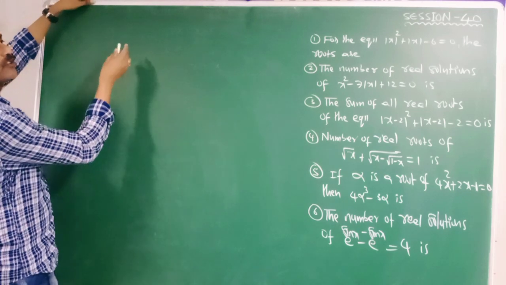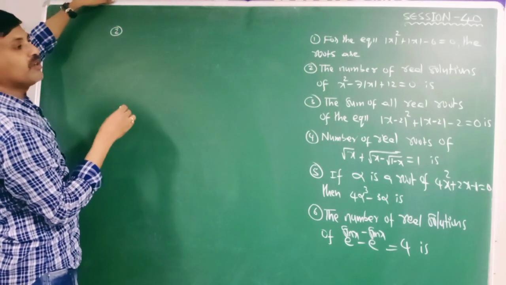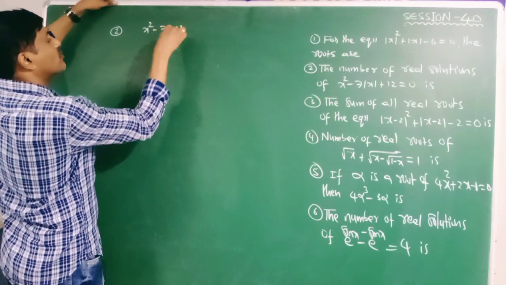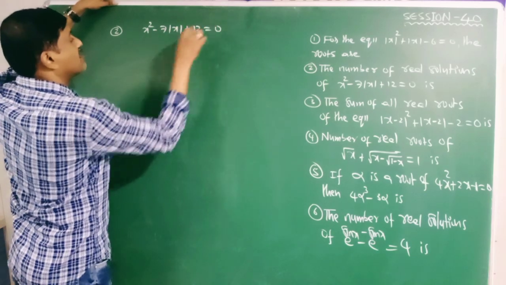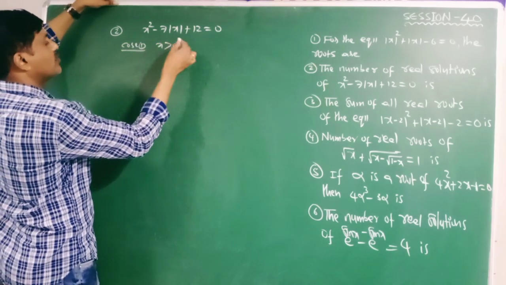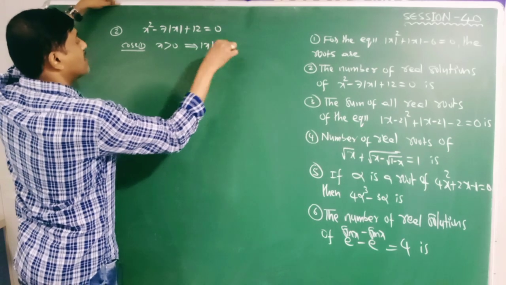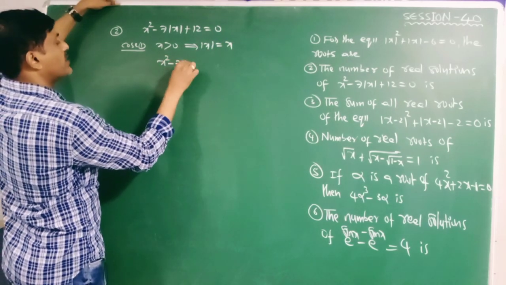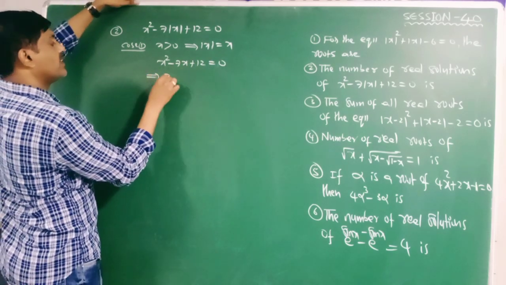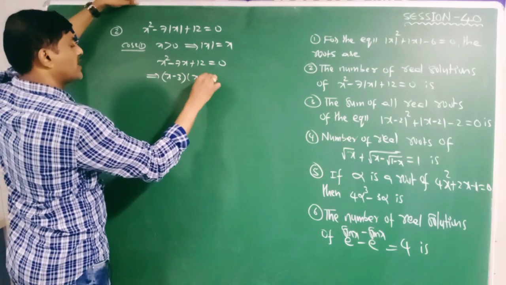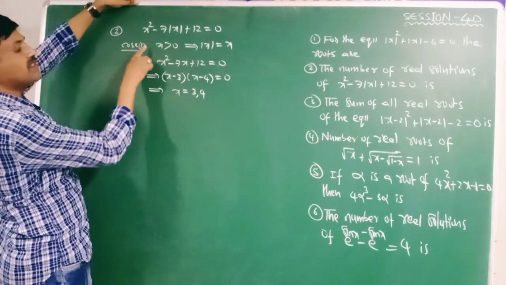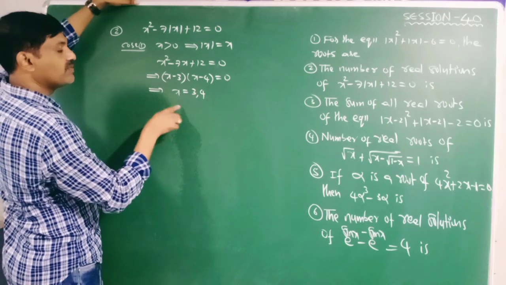Students, move on to the next question, which is the second. The number of real solutions of x square minus 7 times mod x plus 12 is equal to 0. Okay, case 1, x greater than 0, mod x will become x. In this case your equation is x square minus 7x plus 12 is equal to 0. 3 4s are 12, 3 plus 4 is 7, so x minus 3 into x minus 4 is equal to 0. In this case x is equal to 3 comma 4. X is positive, roots also positive. In this case the number of solutions is 2.